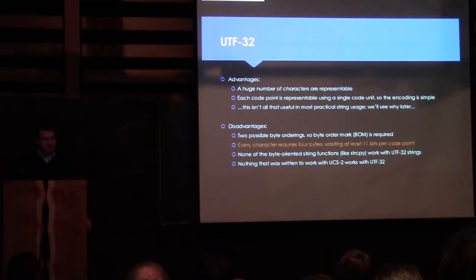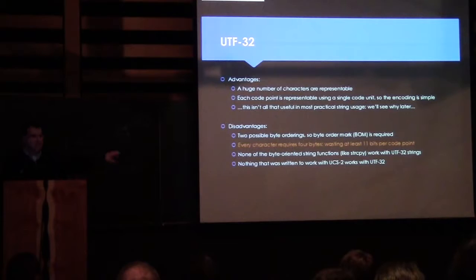You still have two possible byte orderings, so you need the byte order mark. Every character requires 4 bytes, and as we saw, we've only expanded the code space to support about 1.1 million characters, which means that we're wasting at least 11 bits out of every one of those 32-bit units. So it's by no definition dense. It wastes a lot of space. None of the byte-oriented string functions work, just like with UCS2, and most importantly, nothing that was written to use the UCS2 encoding works with UTF-32 because the code units are of a different size.